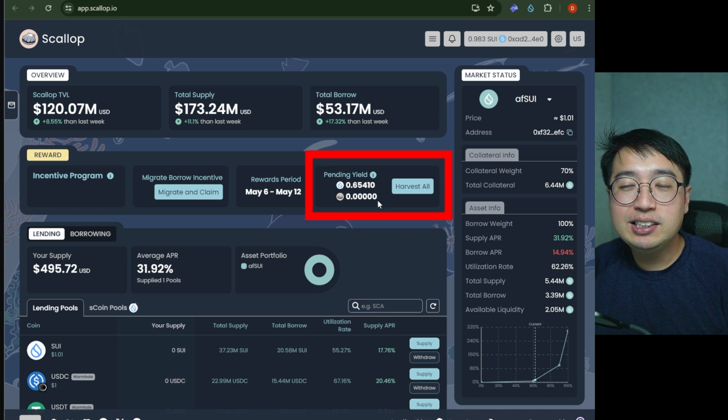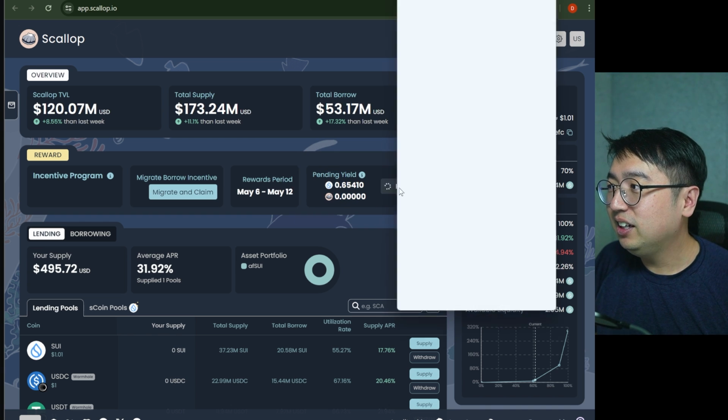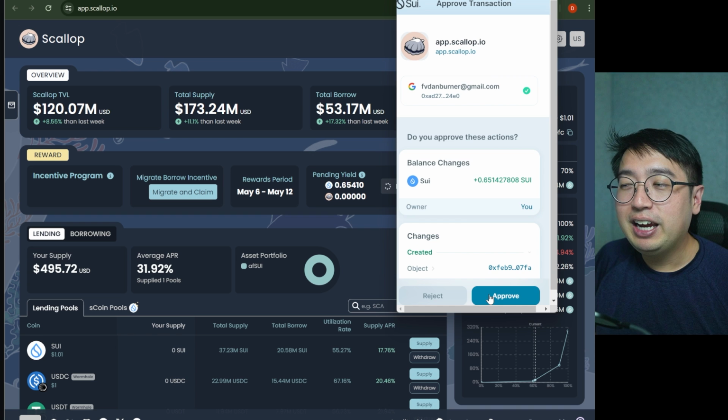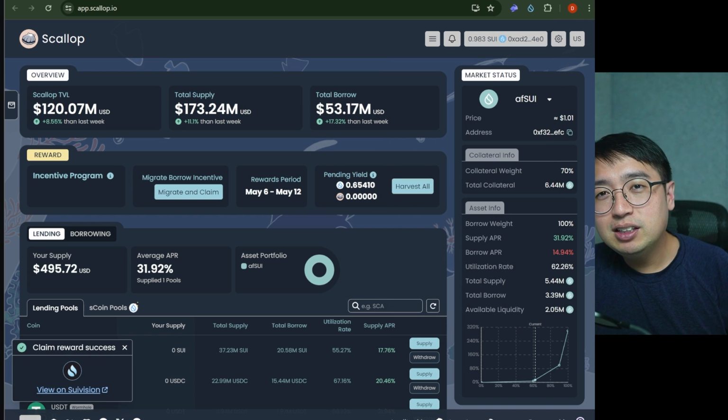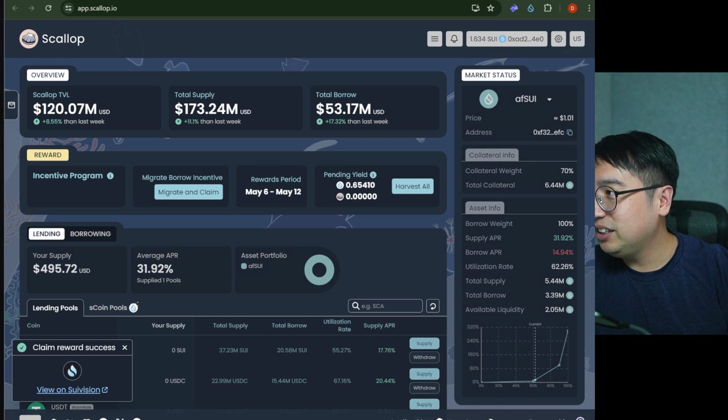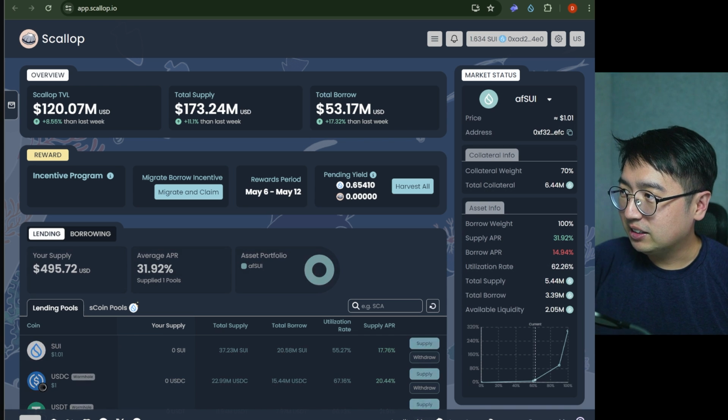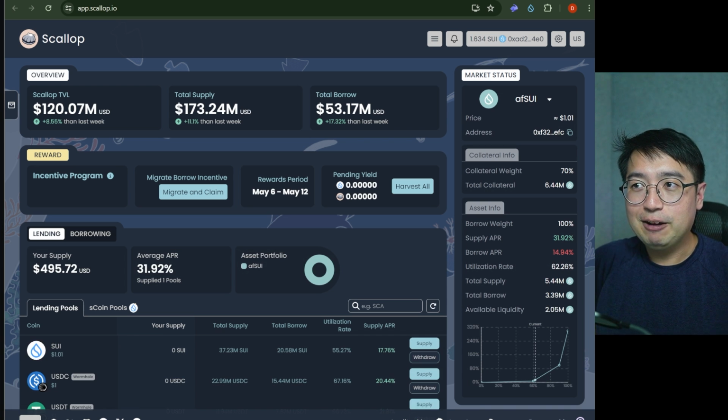And at any time you like, you just wanna hit harvest all and you're gonna get another pop-up and you just hit approve. And then the yield you've been earning just appears in your wallet. That's it, one click. That's gonna update. And yeah, no edits there. Super quick, one click. That's SUI.